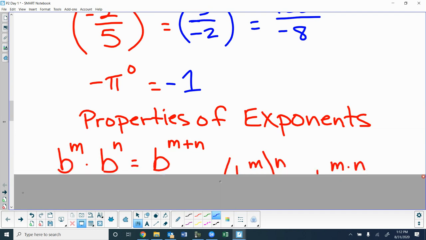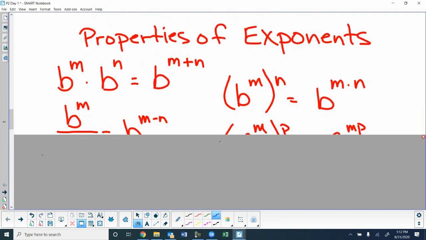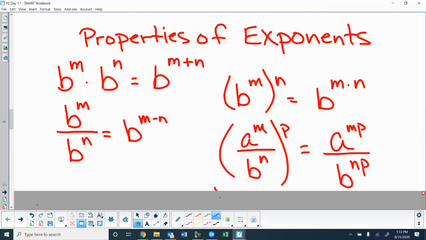All right, properties of exponents. Again, I'm going kind of fast. If you need me to slow down, I will. If you're okay, I'll just keep going. You okay so far?